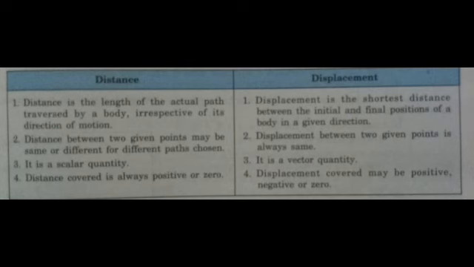Difference between distance and displacement. Distance is the length of the actual path covered by a body irrespective of its direction of motion. Displacement is the shortest distance between the initial and final positions of the body in a given direction. Distance between two given points may be the same or different for different paths chosen. Displacement between two given points is always the same. Distance is a scalar quantity. Displacement is a vector quantity. Distance covered is always positive or zero. Displacement may be positive, negative or zero.